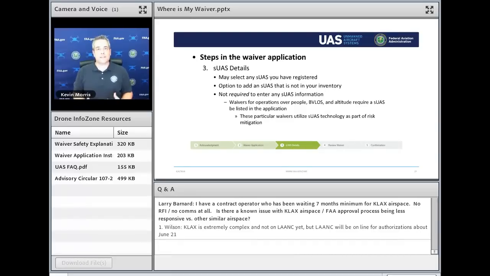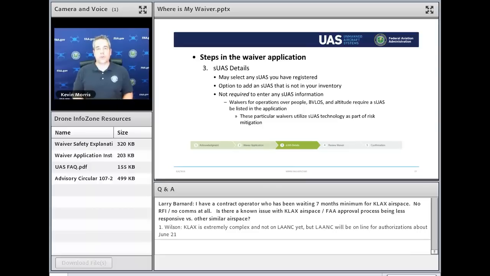Step 3 is details about your drone. Now in step 3, there is not a requirement, meaning that you can submit an application without identifying a drone. You can also select any drone that you have registered through the FAA's Drone Zone portal, or you may add a drone that you have not registered previously that you're going to use, keeping in mind it would need to be registered prior to flight, but you're not required to enter any unmanned aircraft system information.